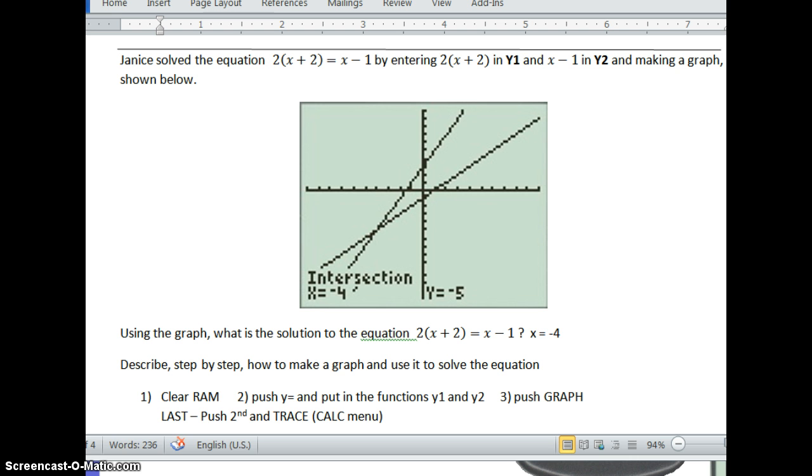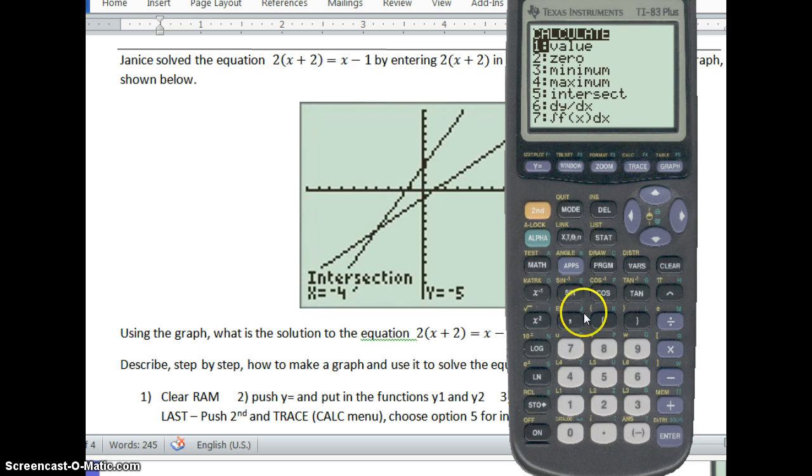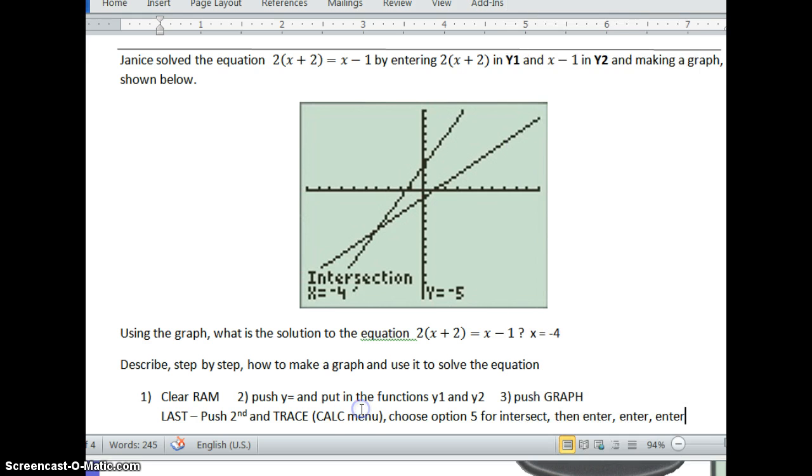Choose option 5 for intersect, and then enter, enter, enter. All right, so last, you push second and trace. That takes you to the calc menu. Second and trace takes you to the calculation menu. Choose the intersection and then enter, enter, enter.